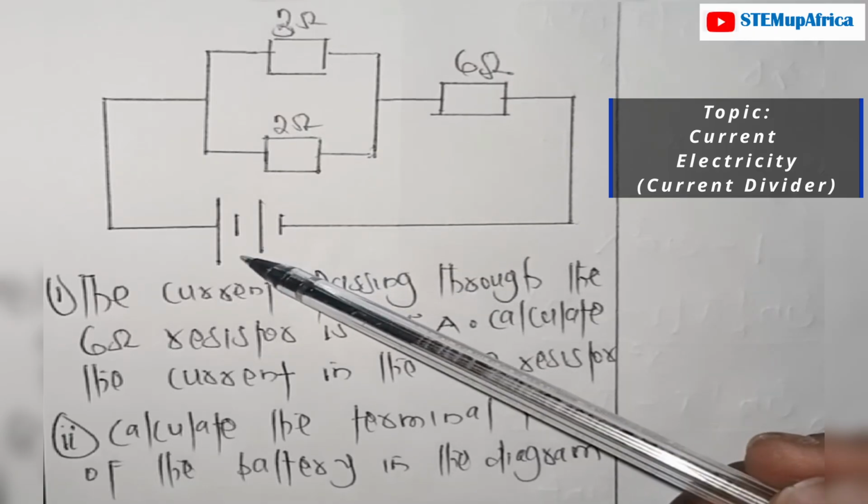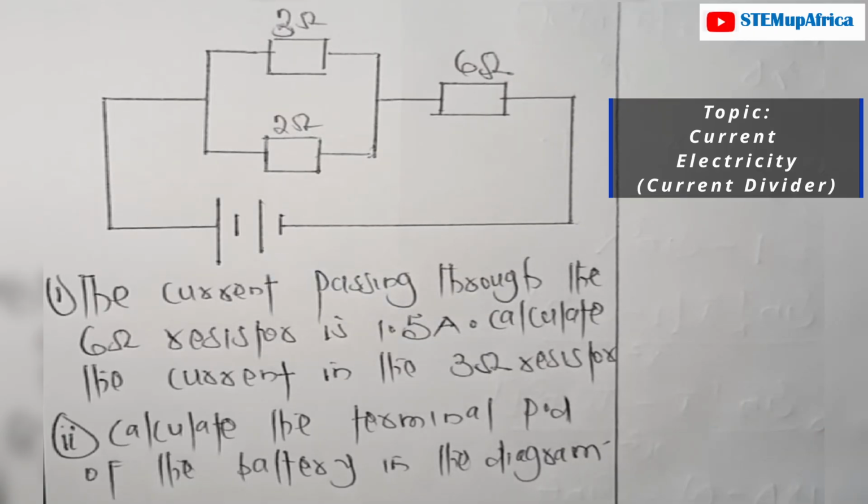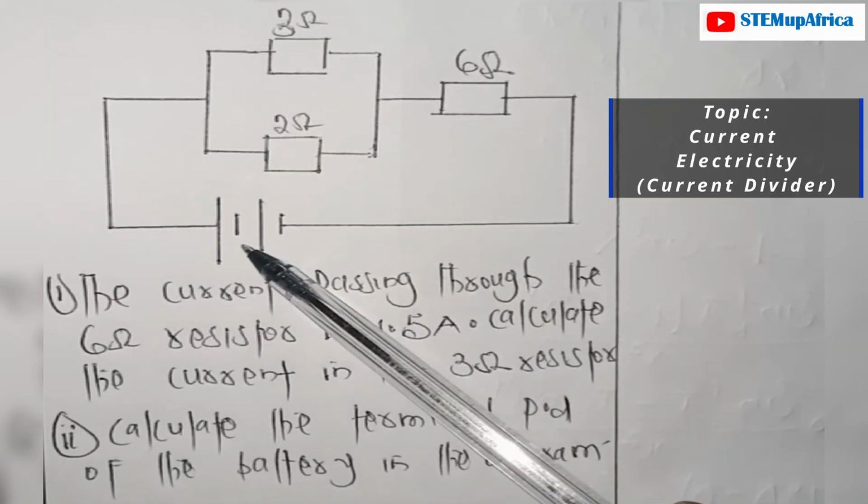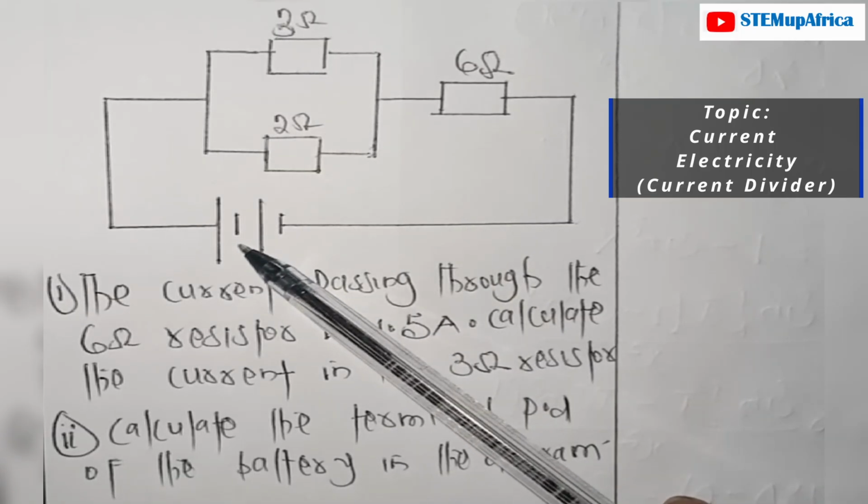Here we have our terminal voltage or EMF at this point. Now that's what the question says. It says the current passing through the 6 ohm resistor is 1.5 ampere. We are asked to calculate the current in the 3 ohms resistor, which is the current that passed through this point. So our voltage is our source of current.